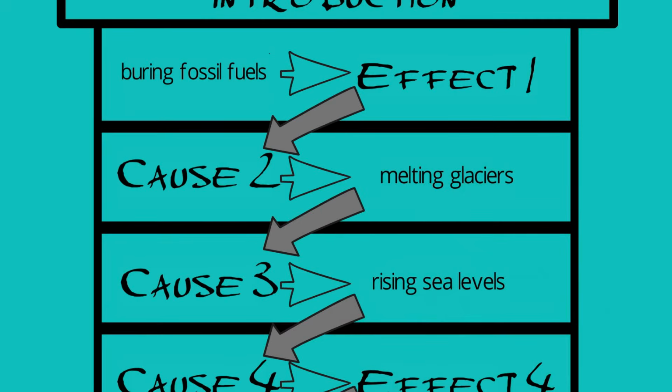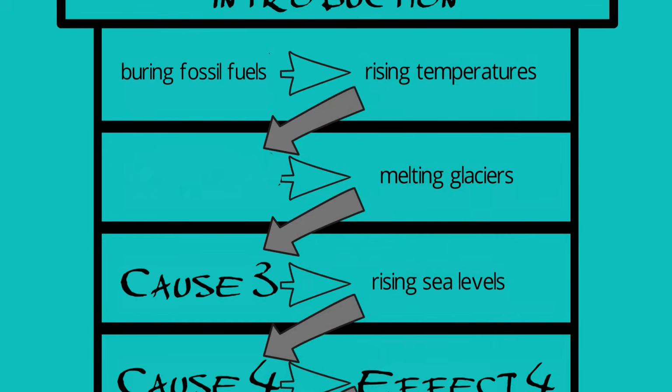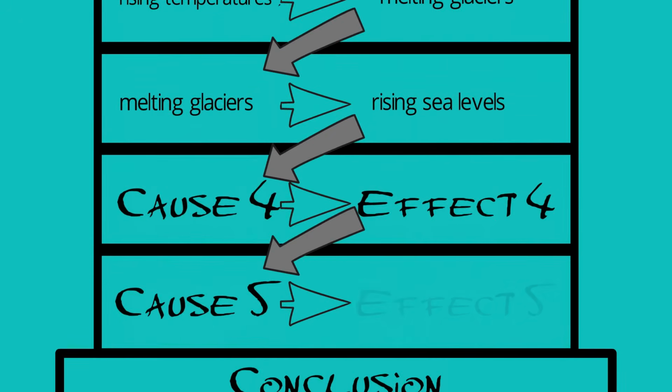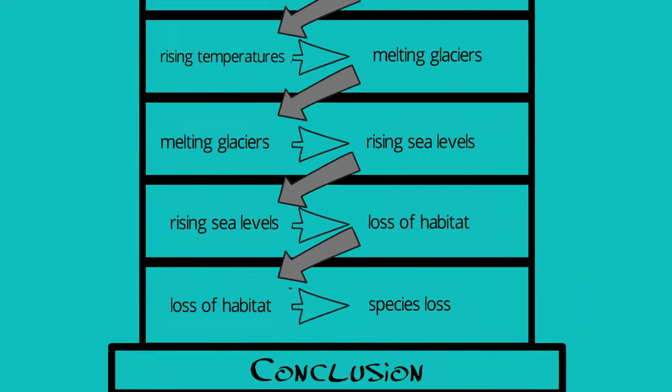Now, burning fossil fuels doesn't lead directly to either of these effects, but burning fossil fuels, because of the production of greenhouse gases, does lead directly to rising temperatures. And it's the rising global temperatures that lead to melting glaciers, and the melting glaciers at the polar regions in turn lead to rising sea levels. Another effect we considered was species loss. Again, rising sea levels don't directly lead to species loss, but rising sea levels do lead to loss of habitat. In other words, land where species like the polar bear and the Arctic fox can live and survive. And so loss of habitat in turn leads to species loss.